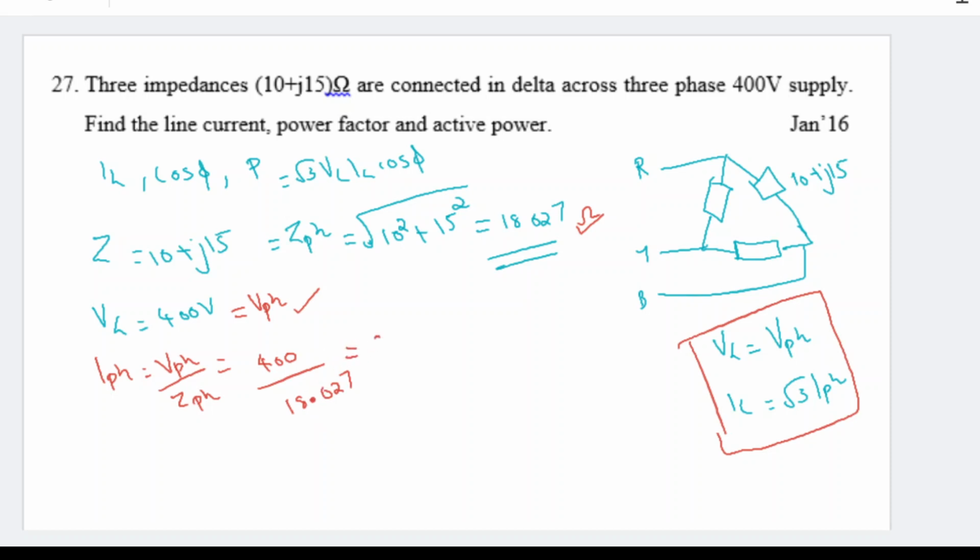That will give you 22.188 ampere. So this is your I phase. Okay, but you are asked to find out your line current. So what is line current? IL is equal to root 3 I phase. So that will be equal to root 3 into this value.